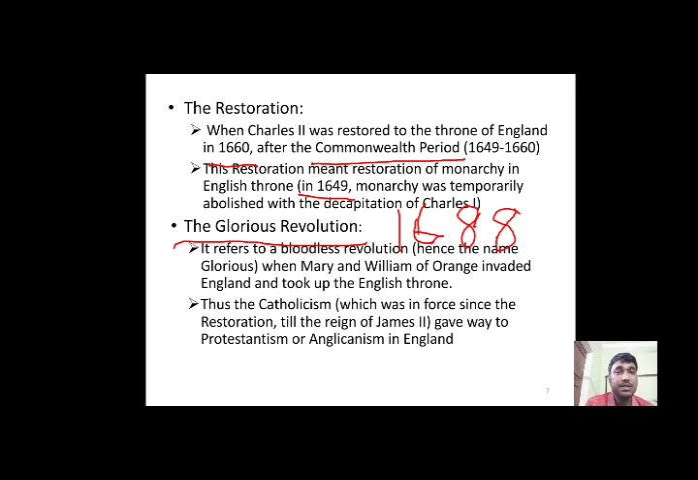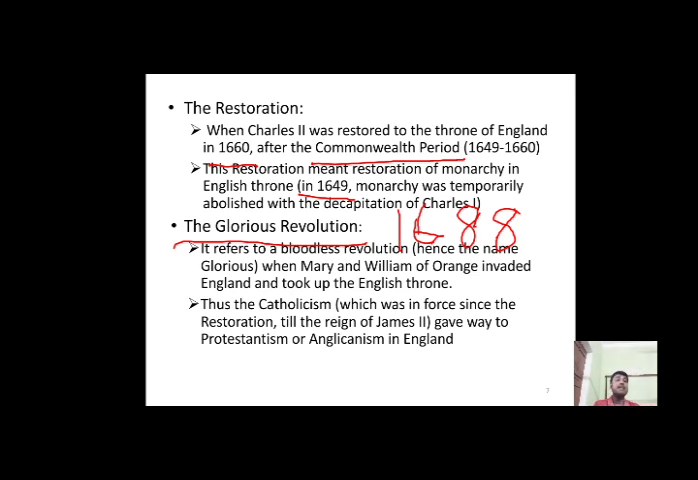Now, why is this revolution glorious and what happened? In 1688, James II, who was then in power, had to give away his power to Mary and William of Orange, who then invaded England and took up the English throne. So in 1688, a transfer of power took place, from James II to Mary and William of Orange. Now, this transfer of power took place without blood being shed. So, as such a major transfer of power took place without blood being shed, the revolution is called glorious.